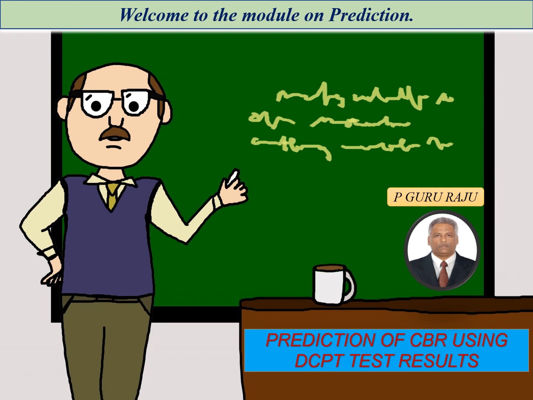Welcome to the module on predictions of engineering properties of different materials. Today we are covering a prediction of CBR using the DCPT test results based on the IRC37 equation and then the ASTM and Klein's equation, which was subsequently developed in 1975.